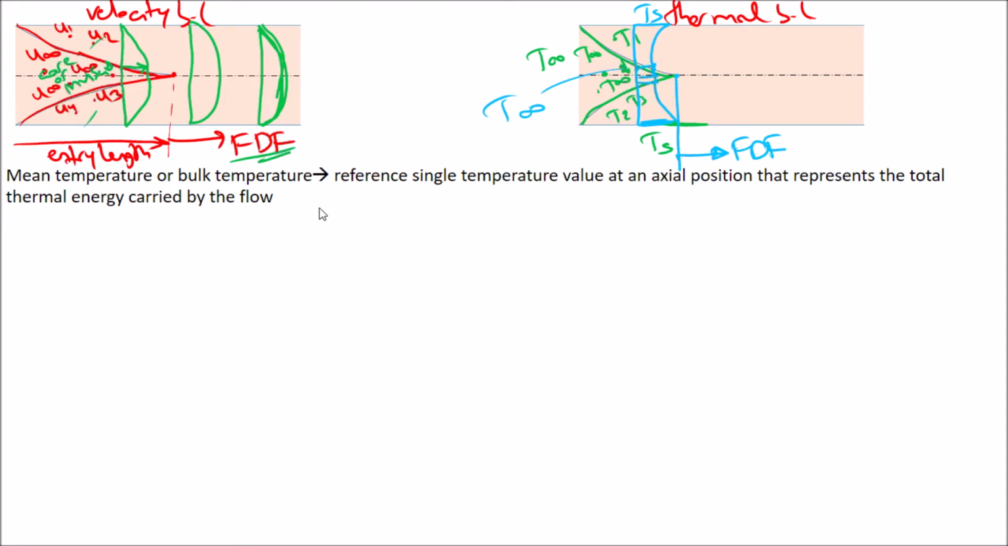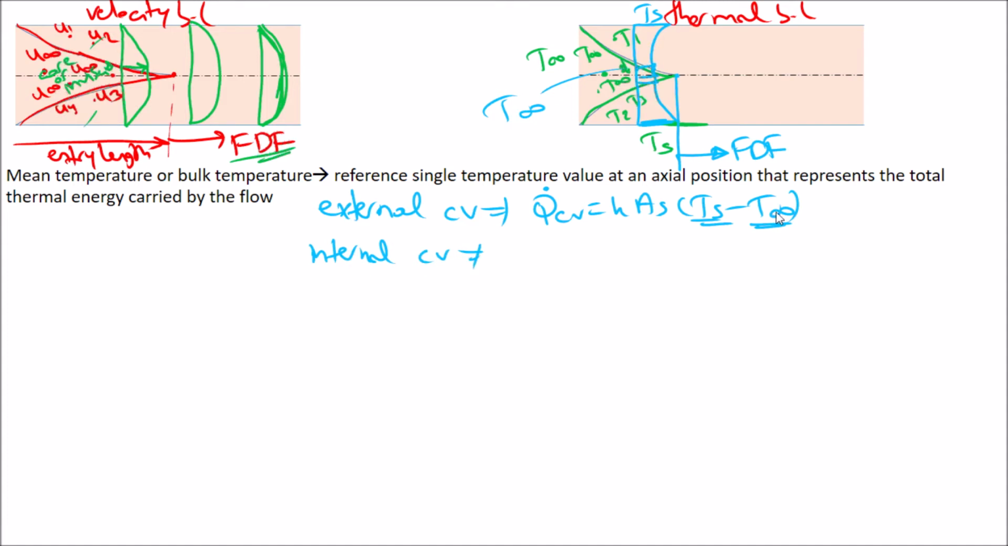And for external convection problems, we have used the heat transfer as h A (TS minus T infinity). But for internal convection problems, T infinity is not a reference, because if you look at it here, you have a different profile, and this temperature is more than T infinity, and you don't have any T infinity anymore. Everywhere you have a temperature more than T infinity. Therefore, this is not a reference for the internal flow.